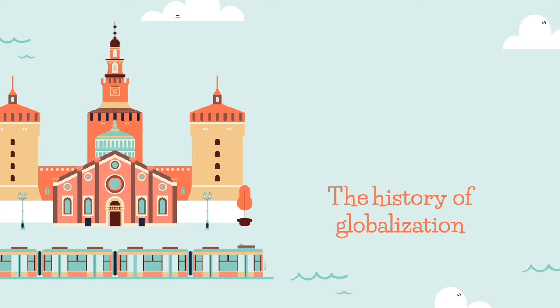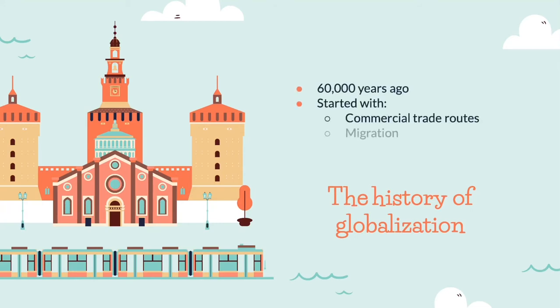Now I'm going to talk about the history of globalization. Some say globalization began about 60,000 years ago, which is at the beginning of human history. It started with commercial trade routes, migration, military conquest, and exploration expeditions. Globalization speeded up when there were technological advances in transportation and communication, particularly after the second half of the 20th century. Since then, world trade accelerated at such dimension and speed that the term globalization started to be commonly used.